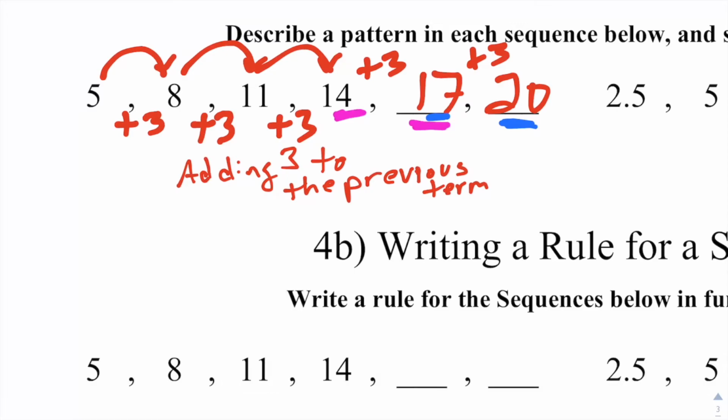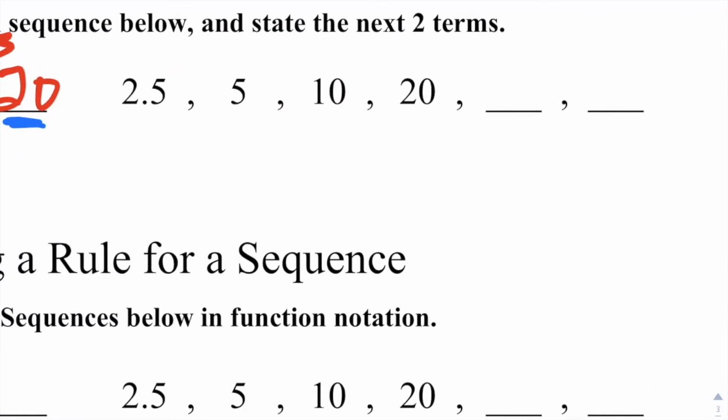So let's come over here and take a look at the other one. So here we have 2.5 to 5. Well, that means I added 2.5, but from 5 to 10, if I added 2.5 again, I'd be at 7.5, not 10. So something else is happening here. So 5 to 10, I'd have to add 5, but from 10 to 20, I don't have 5, I had 10. So, oh, I got it.